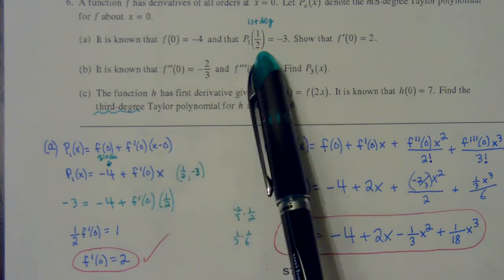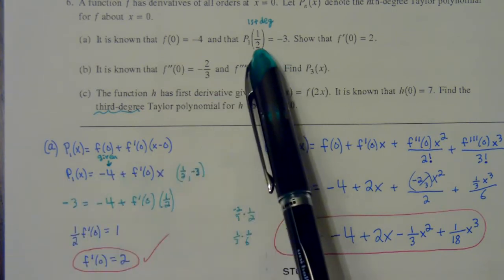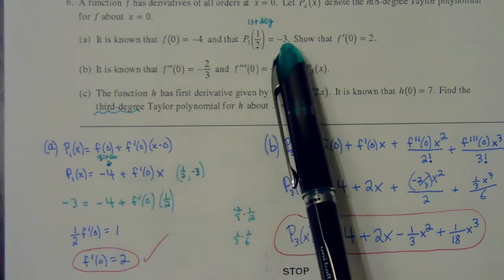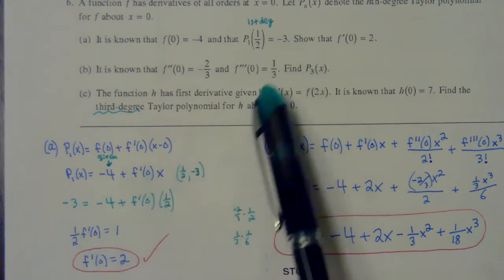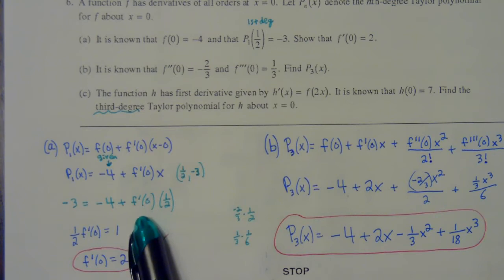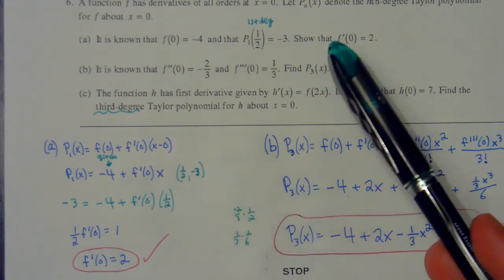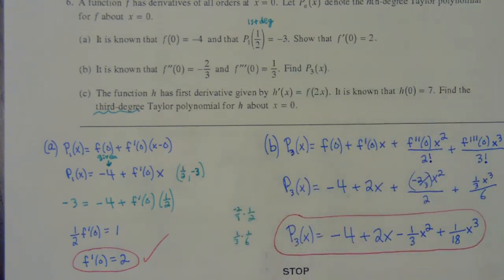And then it gives us a point on that Taylor polynomial. So once you have the equation for your Taylor polynomial, that's your x value, that's your y value. So I took the -3, plugged it in there for the y, took the 1/2, plugged it in there for that x, and I just simply solved this equation for the f prime of 0. I added 4 to both sides, got half of that was equal to 1, multiply both sides by the 2, boom, and I successfully showed that that first derivative was equal to 2. And you got to show all those steps there because you're supposed to show that that's true right there.